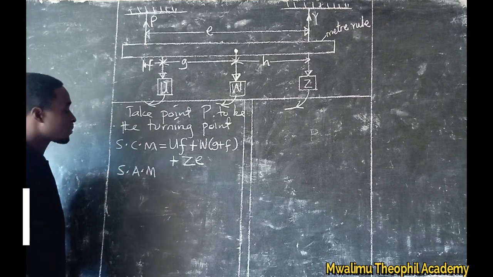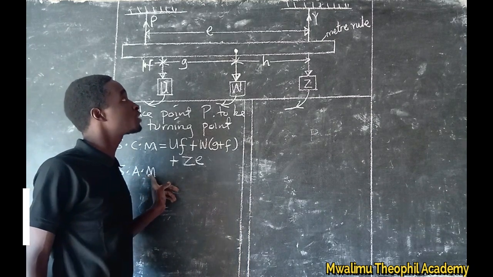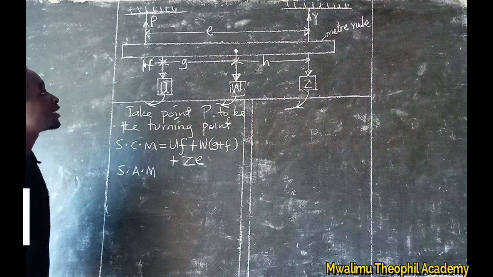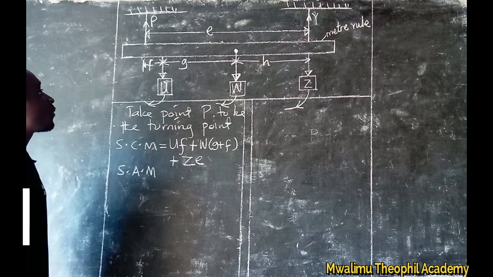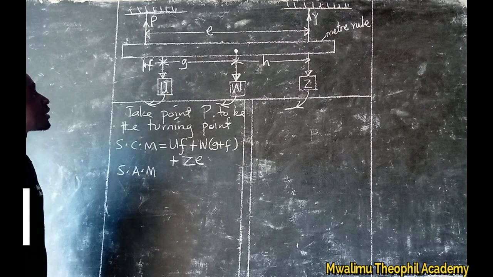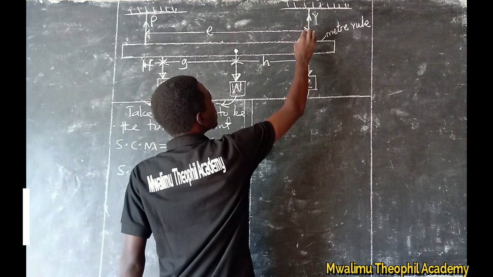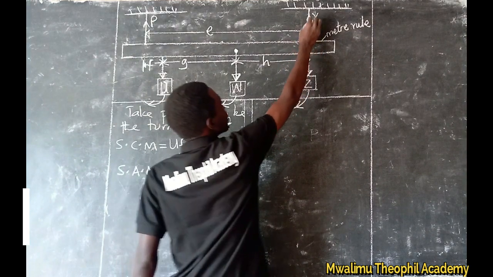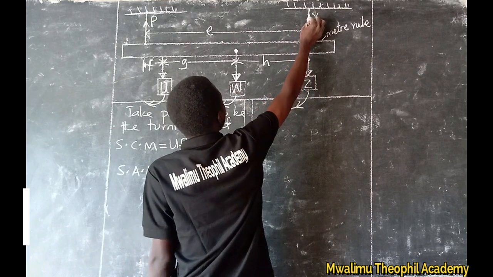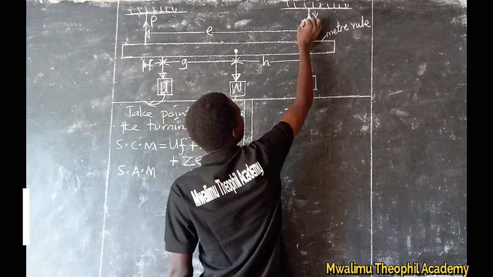First of all, before determining the sum of anticlockwise moments, let us recognize the forces which move in anticlockwise direction. We have only one force which moves in anticlockwise direction from our diagram setup. The force which moves in anticlockwise direction is only force Y. As you see, force Y, if it is rotated towards the turning point, it will be moving this way.